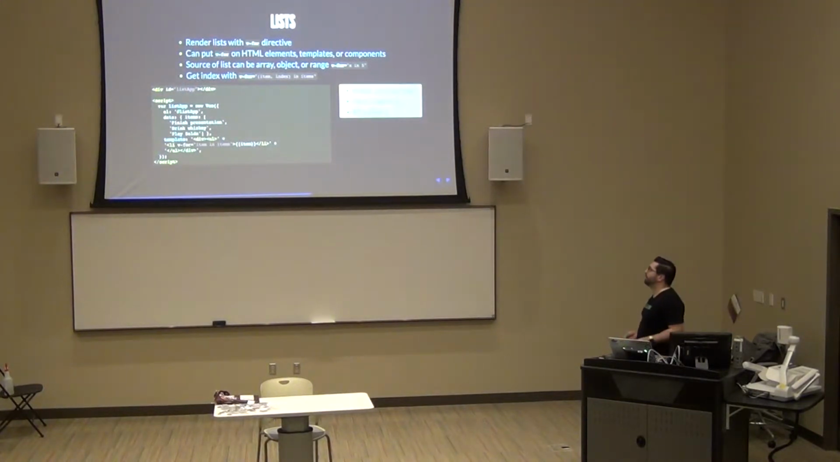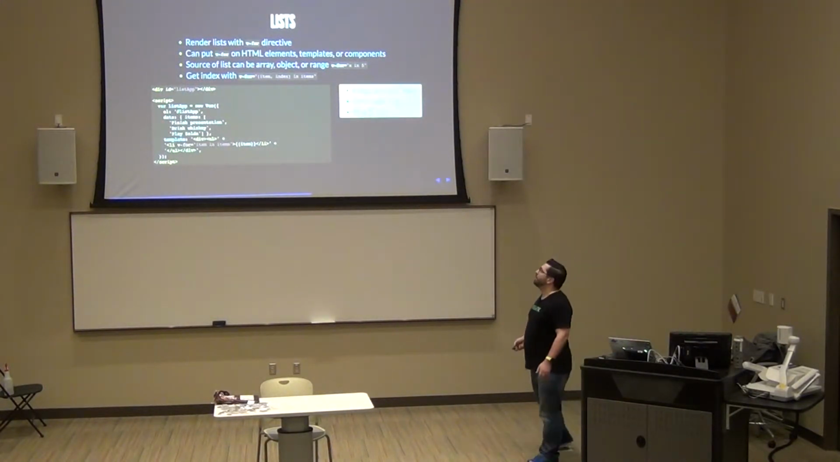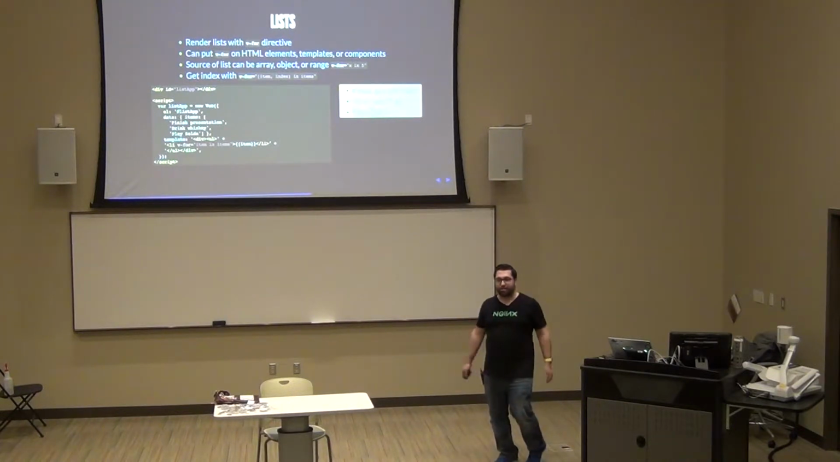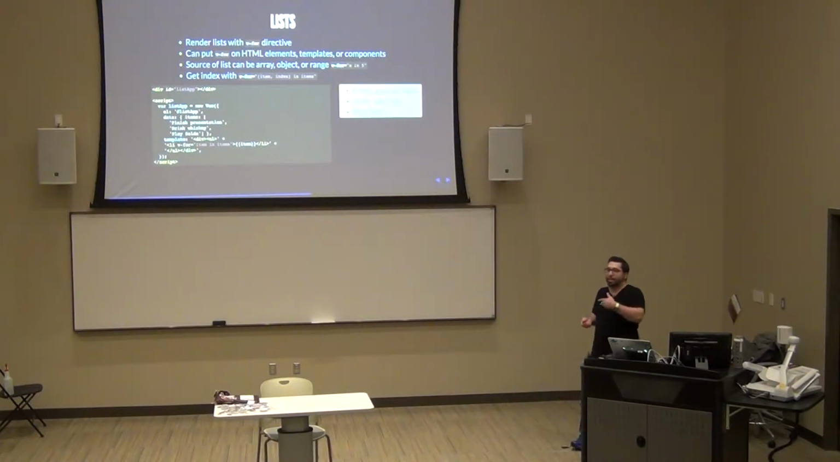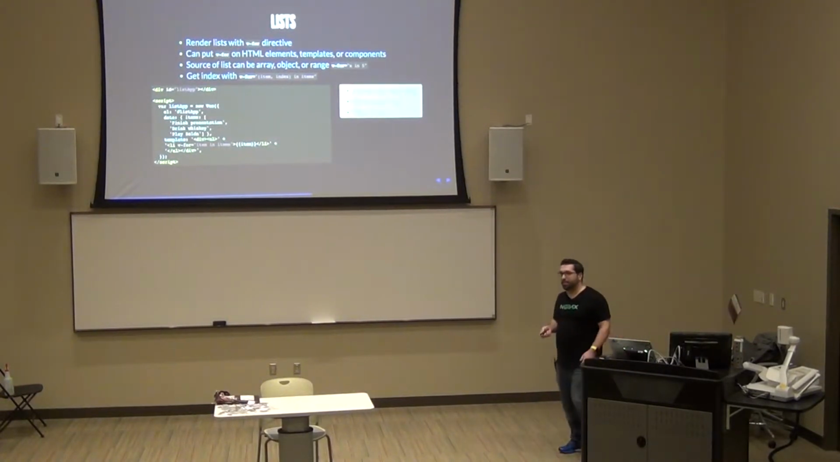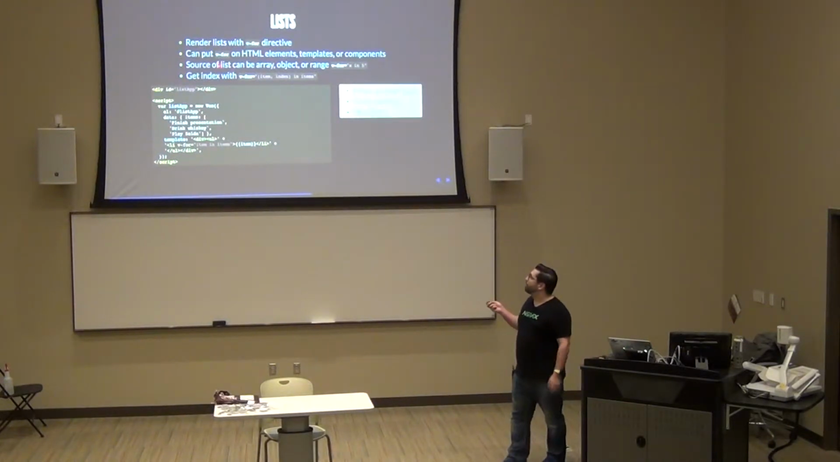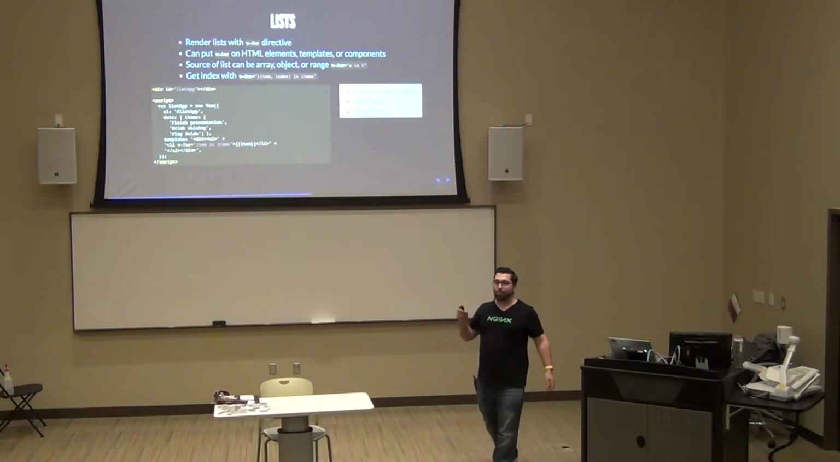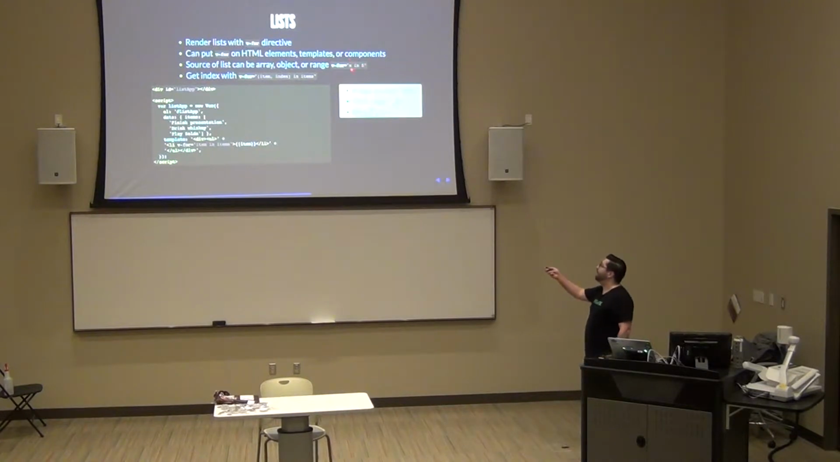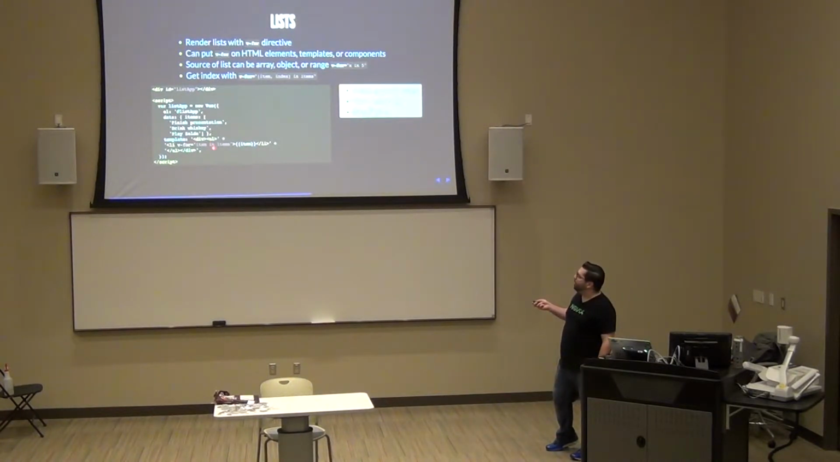Lists. So let's say you want to render out a list of things. This is useful for just about every application. Every application almost always ends up needing a list of something generated coming from a database. Use a vFor directive. You can put that on HTML elements, templates, or components. And the source of the list can be an array, an object, or a range. So the example of range would be like x in 5. We'll do 1, 2, 3, 4, 5. You can also, we'll see an example here in a second, but if you need the index, there's a syntax for accessing the index.